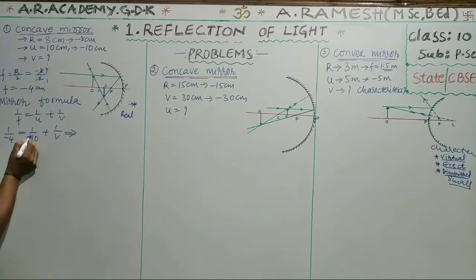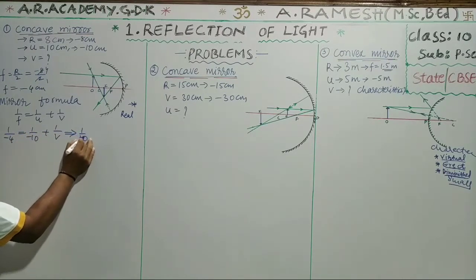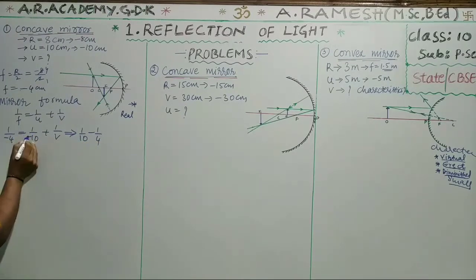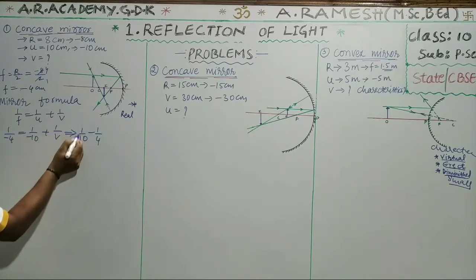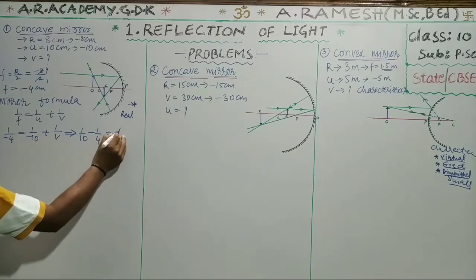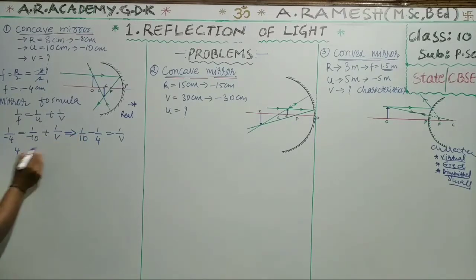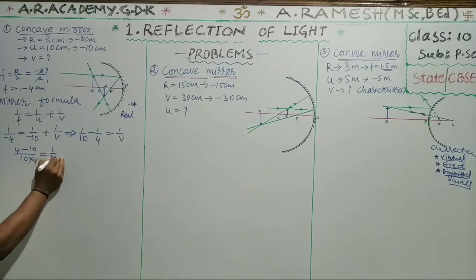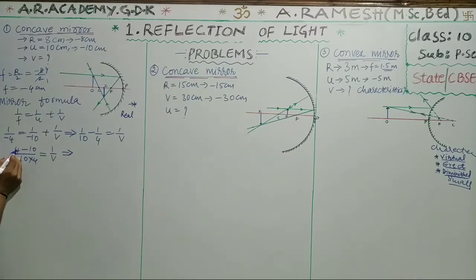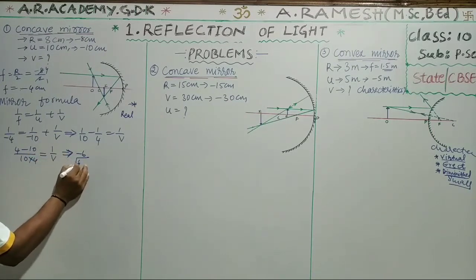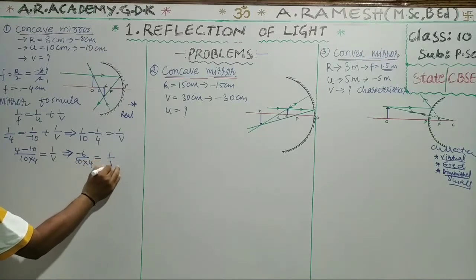So send this to the other side. 1 by V equals 1 by 10 minus 1 by 4. If you send it to this side, minus will become plus. So 1 by 10 minus 1 by 4 equals 1 by V. Here, the LCM: 4 ones are 4, 10 ones are 10, so it is 4 minus 10 by 10 into 4. How much, children? Minus 6 by 10 into 4 equals 1 by V.